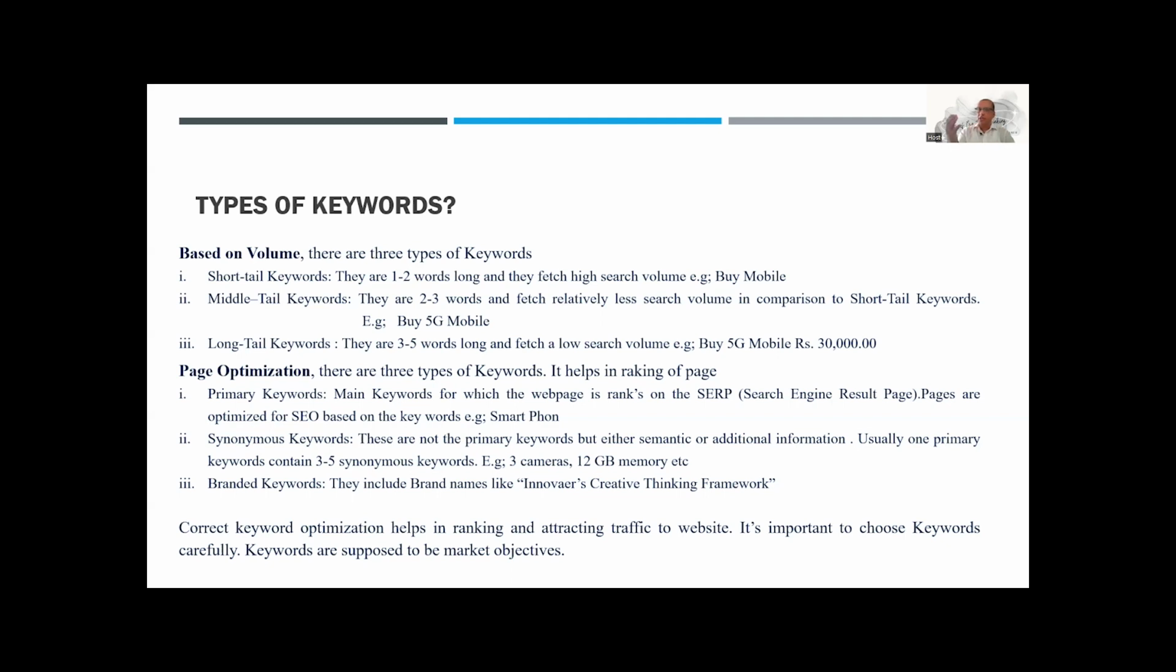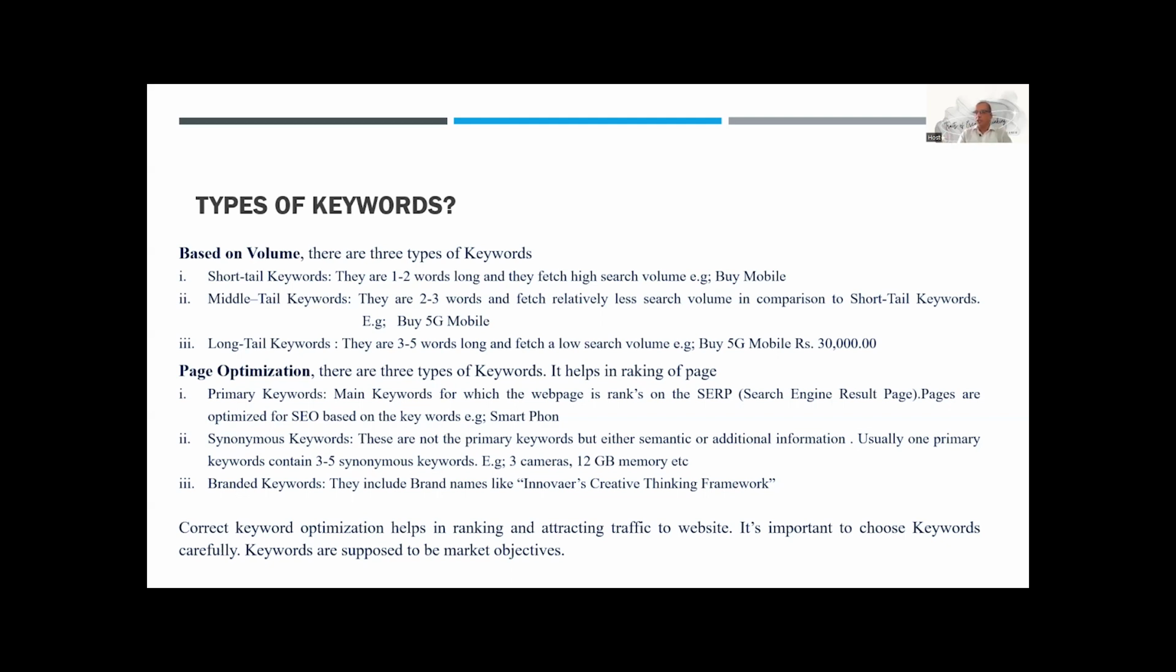Now keywords are of three types. Short tail keywords are one or two words. Say if we search for only smartphone, that is a short tail keyword. The expected volume of the search may be huge, as it is a generic kind of word. Now, middle tail keywords.